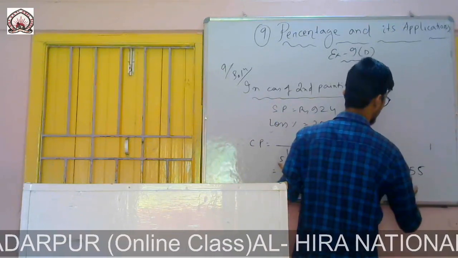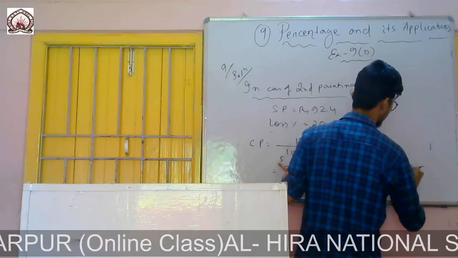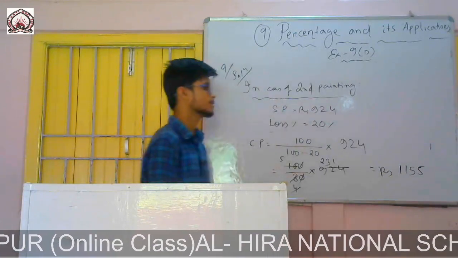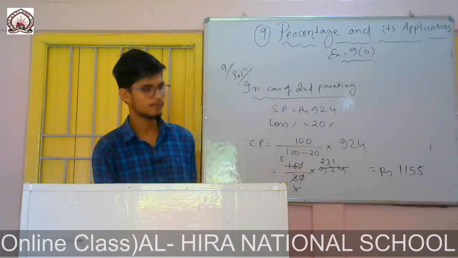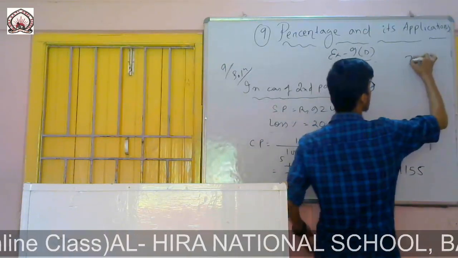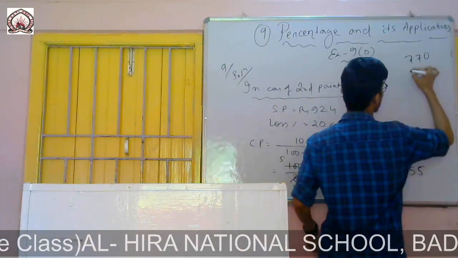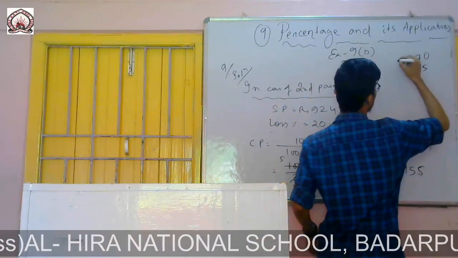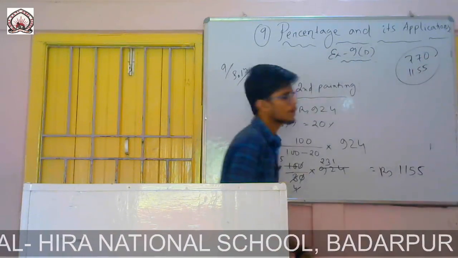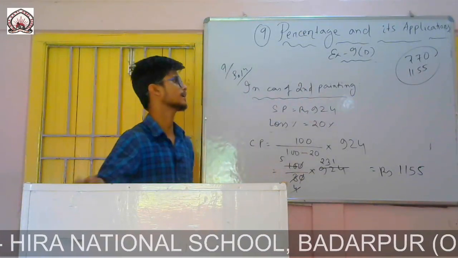So it is 1155. The cost price of the second painting is 1155. So the first painting was 770, and for the next painting it is 1155. So these are the two cost prices. So now we will find the total CP.